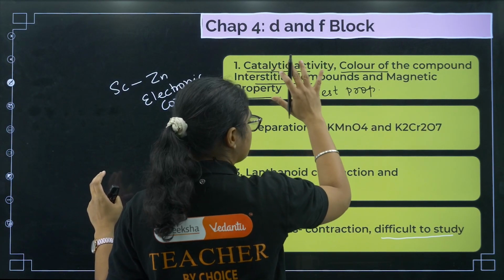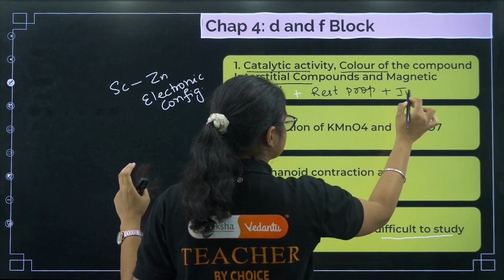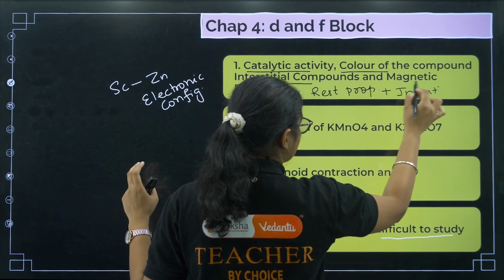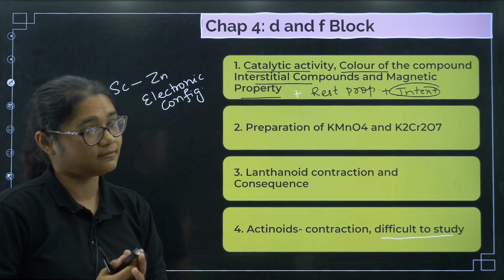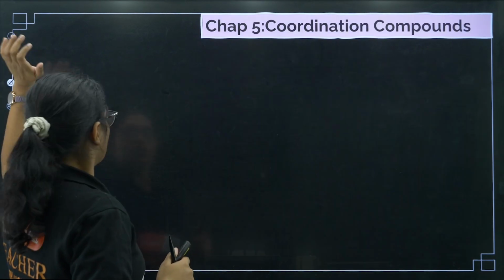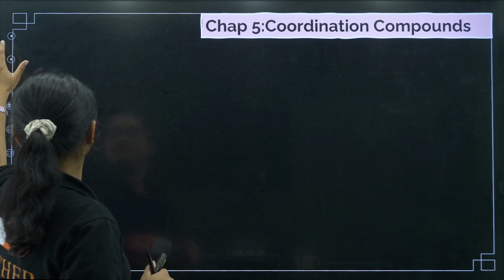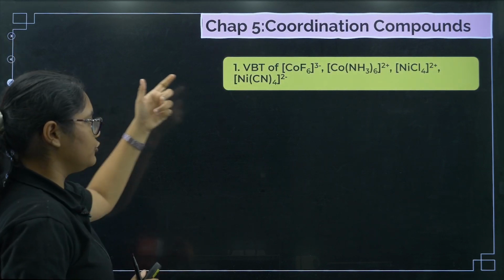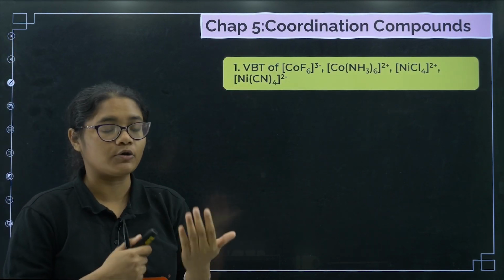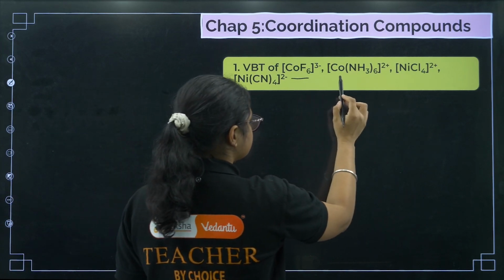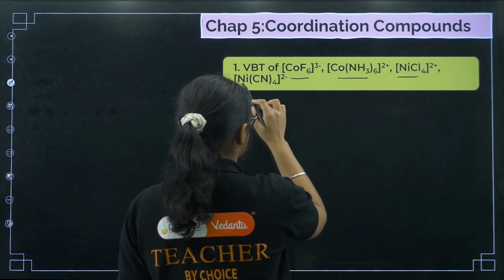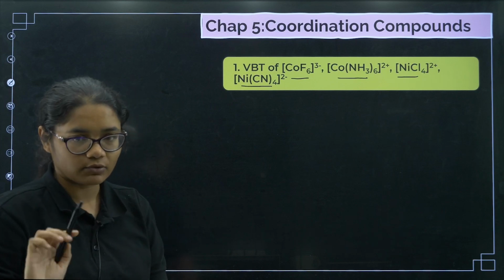Okay, so these are the main properties, and then do all the in-text questions of D and F block, very important, okay? In-text questions of D and F block are very important. Okay, now coming to coordination compounds. So here you should be knowing how to draw the VBT, how to write the explanation of the VBT for these four compounds: CoF6, [Co(NH3)6], NiCl4 and Ni(CN)4, okay?